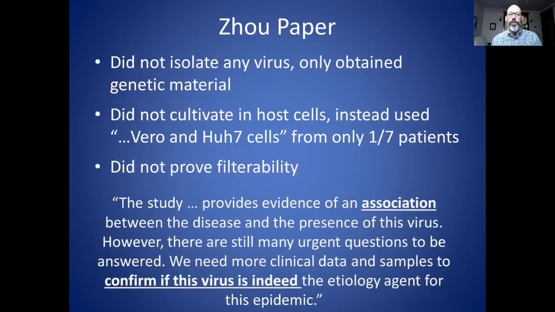And here's what they wrote in their conclusions. This study provides evidence of an association between the disease and the presence of the virus. However, there are still many urgent questions to be answered. We need more clinical data and samples to confirm if this virus is indeed the etiology agent for this epidemic. And etiology means cause. So basically they said, we need more studies to prove causation. This only provides evidence of an association, and there's still many questions to answer. So the authors of this article were very honest and understood the limitations of their research methods and put an appropriate conclusion.